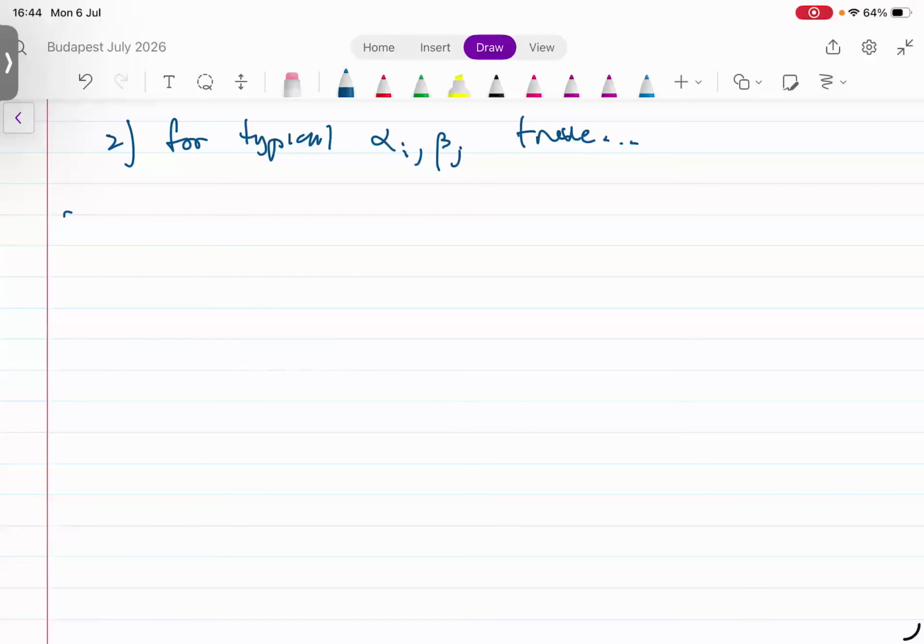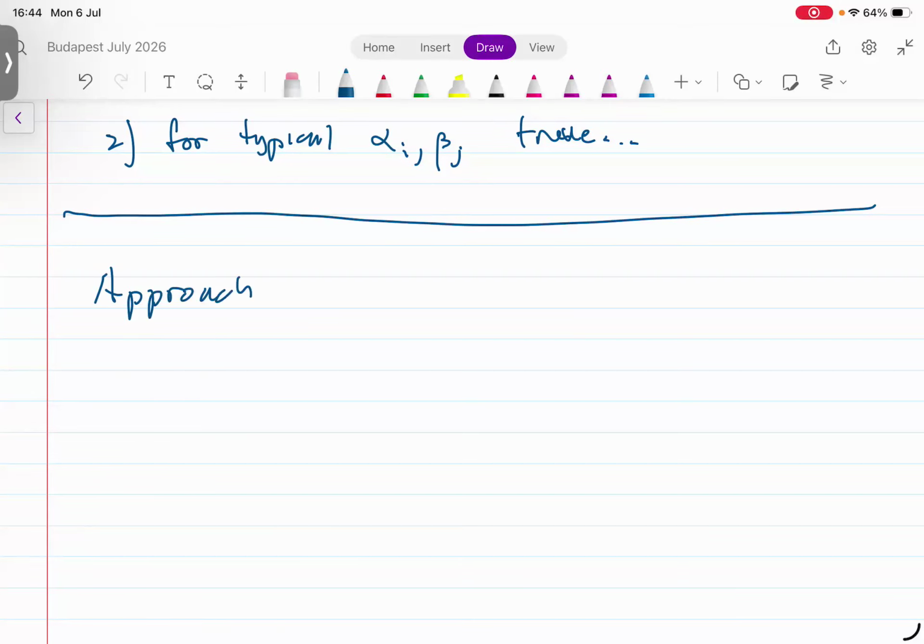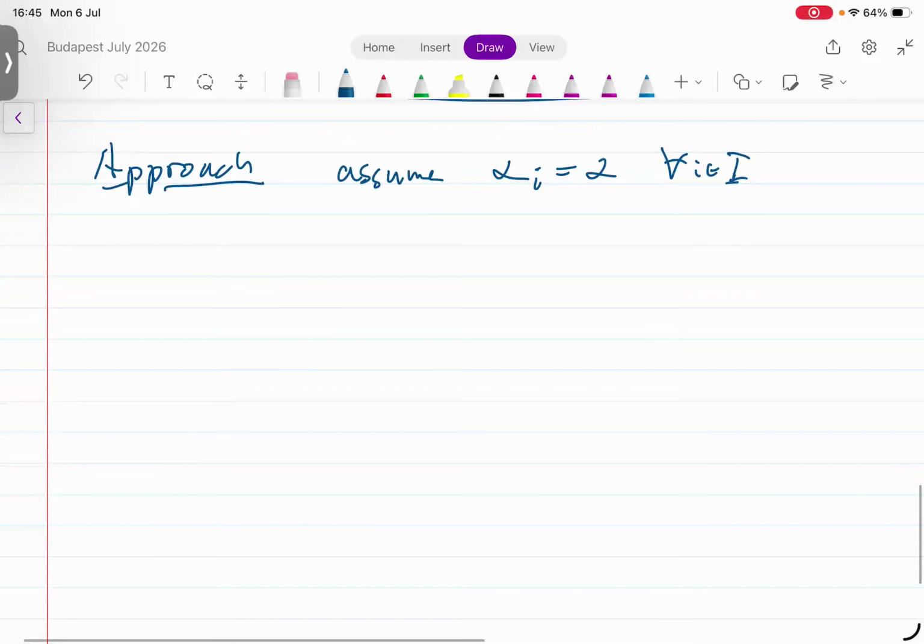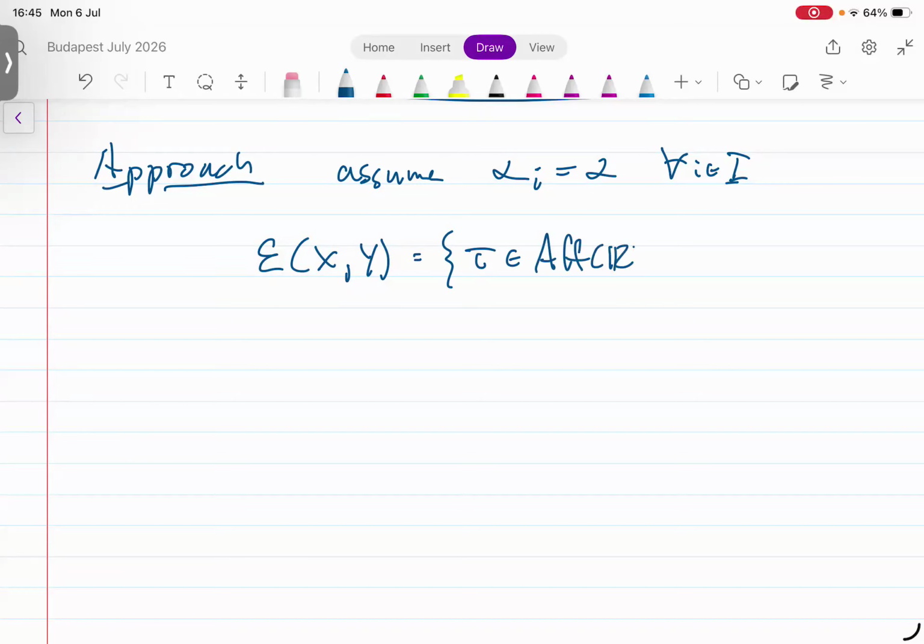Okay. So what's the approach? As I said, let's assume that all the alphas are constant. So the set X is generated by maps that all contract by alpha. And let's write script E of X and Y for the set of all the maps tau in the affine group of R that map X into Y.